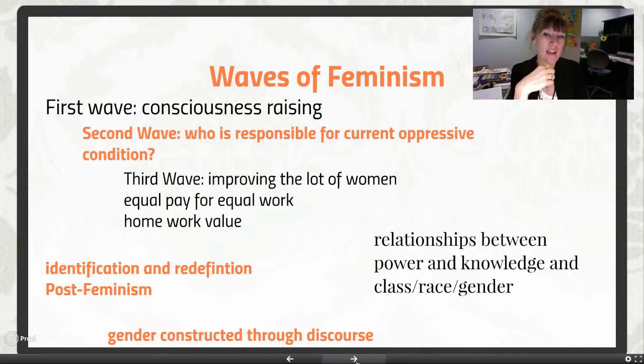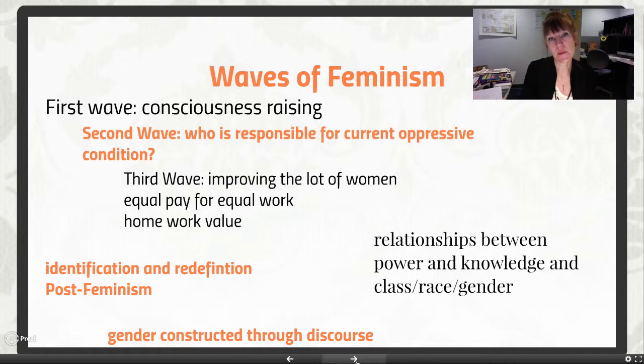And if I redefine it and this other group over here redefines it, how do we come to some sort of a synthesis? So we've got thesis, antithesis. How do we come to a synthesis where we can all come to a common view that again is inclusive of more people, of more women? And then what does that mean?